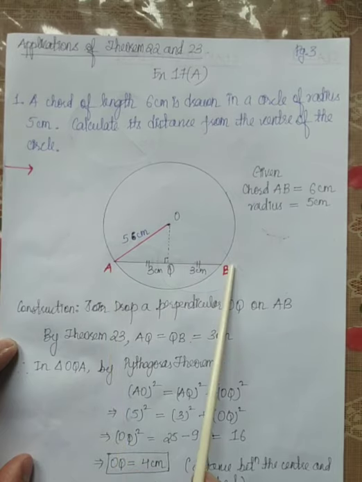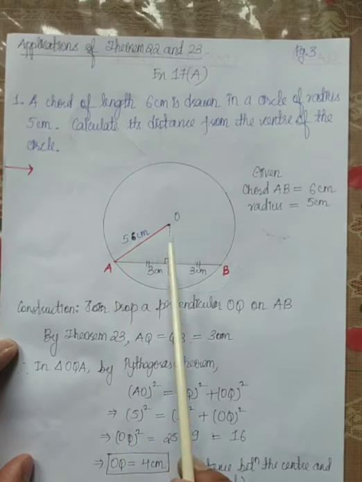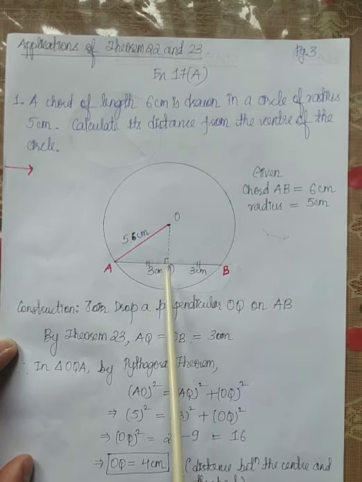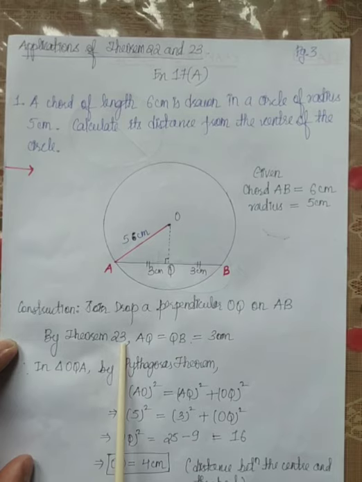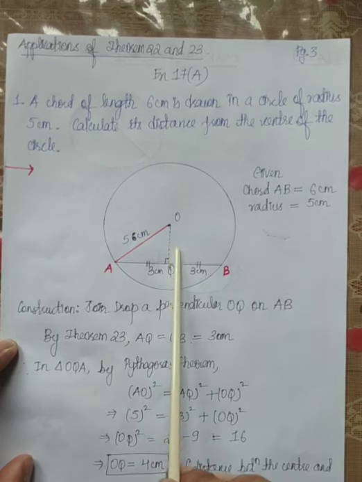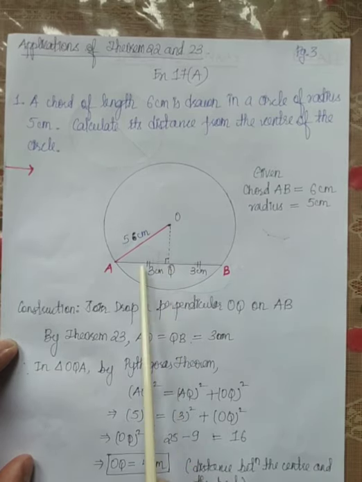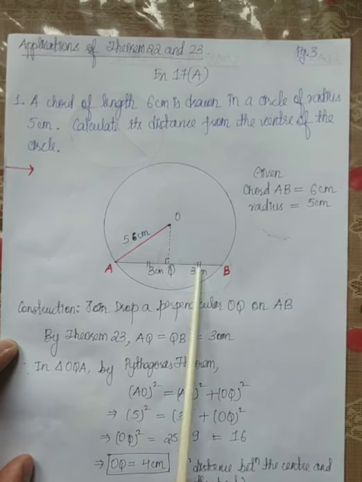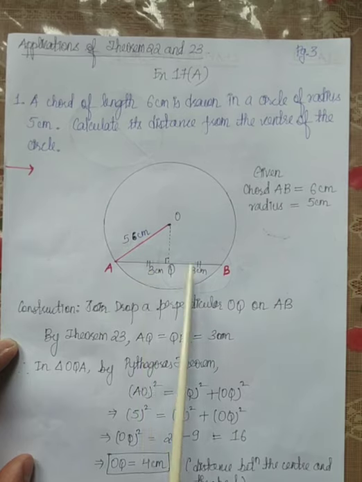So this is already given to us, and this was given to us. Now from here, I'm drawing a perpendicular on AB. So using theorem number 23, what we know is that as this is perpendicular, this bisects AB equally. So AB has been bisected. AB was 6. Now this becomes 3, and this becomes 3.